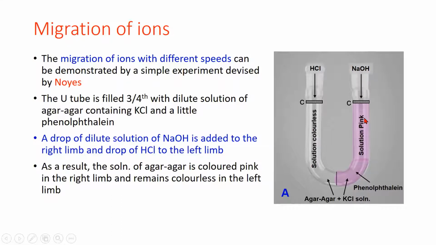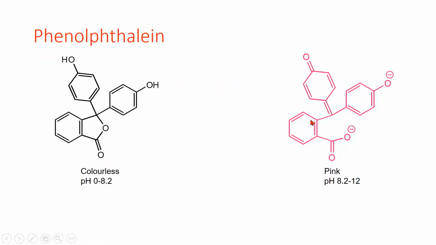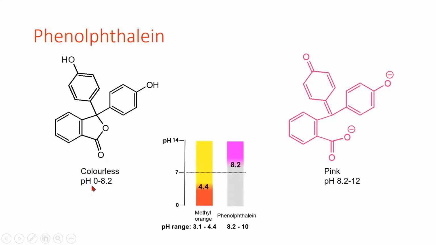This side becomes pink in color, whereas this side of the U-tube is colorless. This is due to the fact that phenolphthalein is colorless below 8.2 pH, whereas it is pink in color at about 8.2 pH and above.